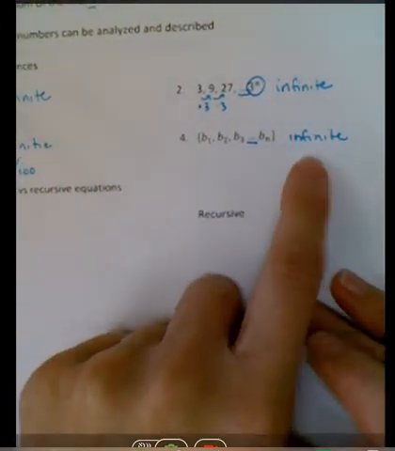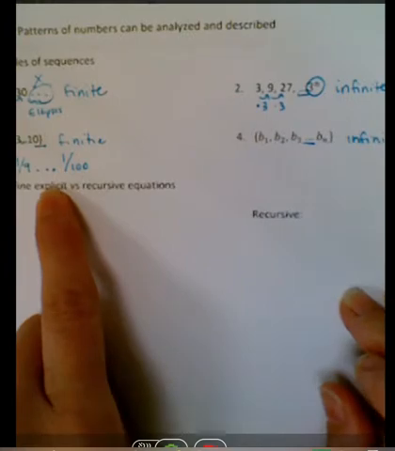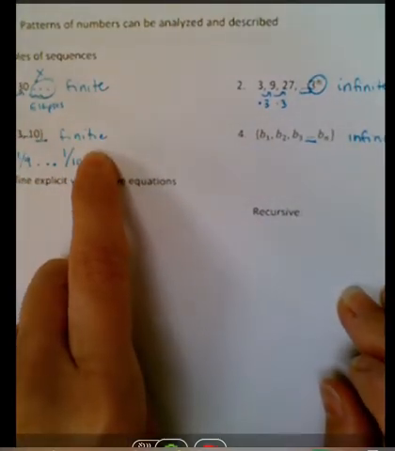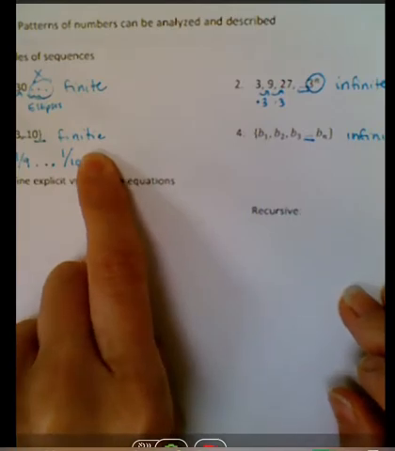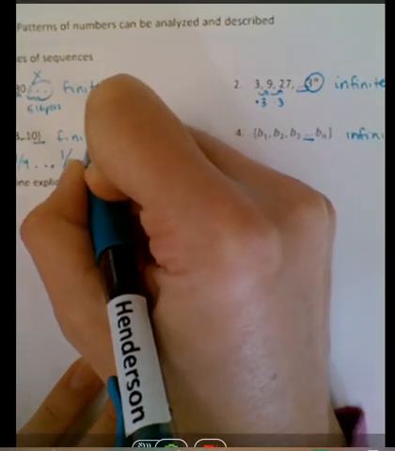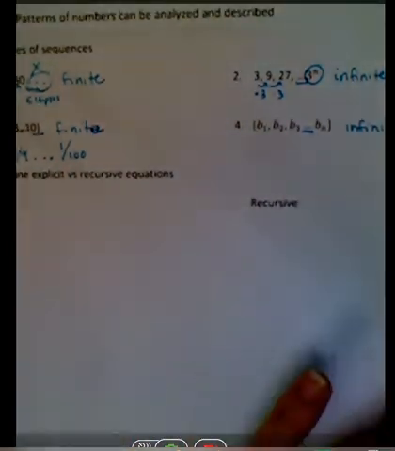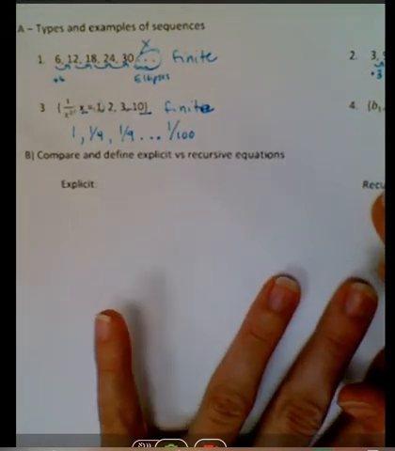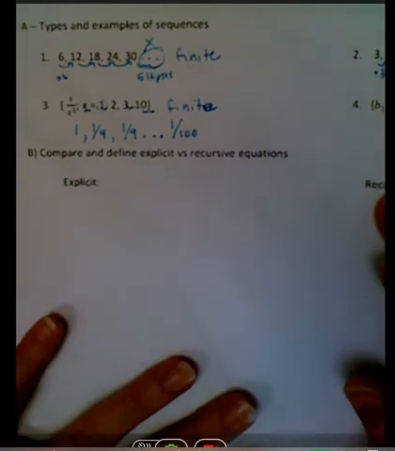So goal number 1, finite versus infinite. If it ends, it's a finite sequence. If it doesn't end, it is not a finite sequence, it's infinite. Okay. So we're going to compare and define explicit versus recursive equations.